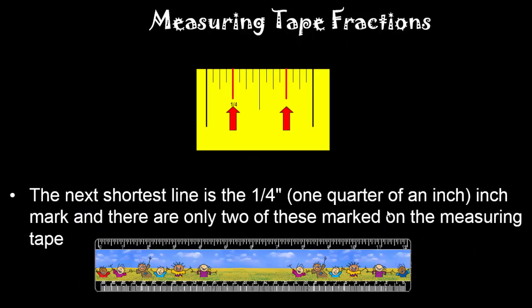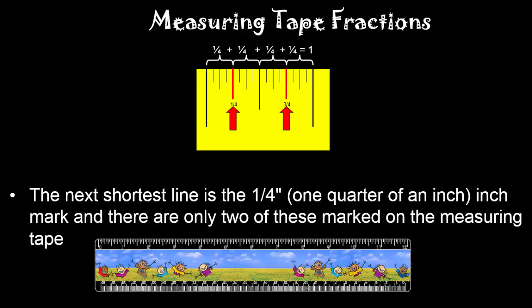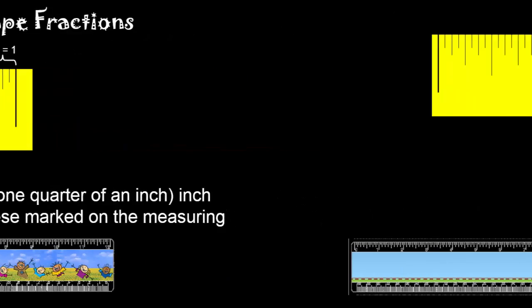The next shortest line is 1/4 inch, and there are only 2 of these marked on the measuring tape. So here we have 1/4 of an inch, and then here is 3/4, and those are the quarter ones. Of course, this can be 2/4 here, the middle one, but that's also 1/2 an inch. And these are the 4/4, which equal 1 inch.